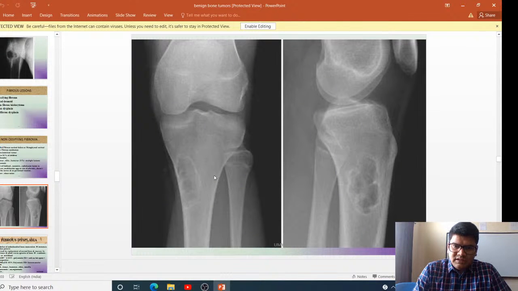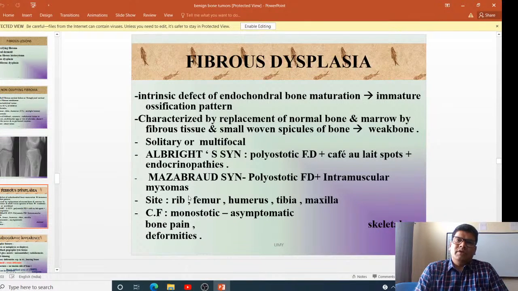Here you can see that there is a lesion in the metaphysis. It doesn't give rise to much cortical expansion. There is some endosteal scalloping here. It is a self-limiting lesion that occurs in children. Now, fibrous dysplasia.